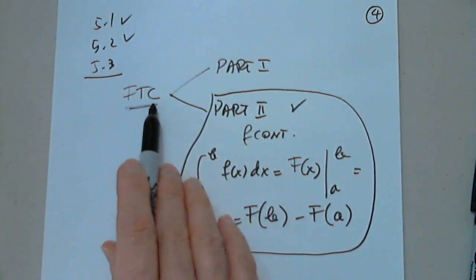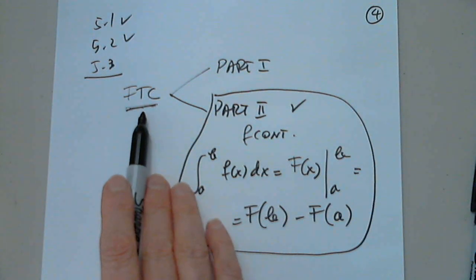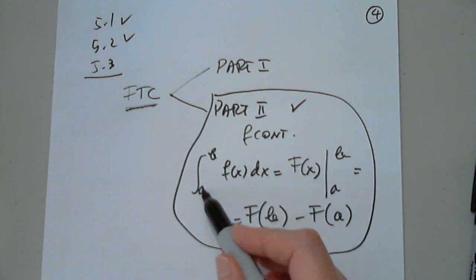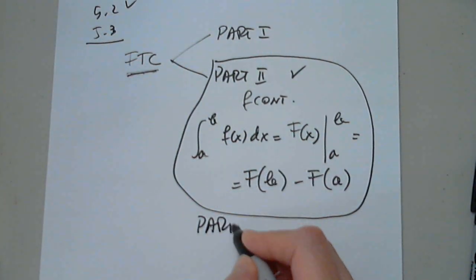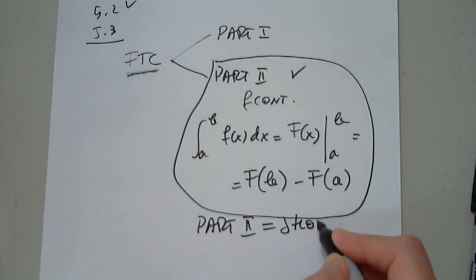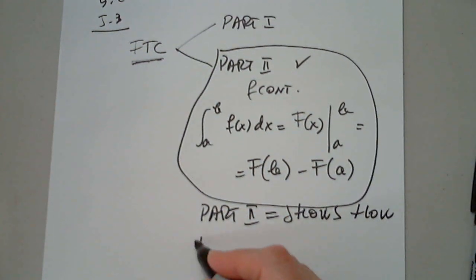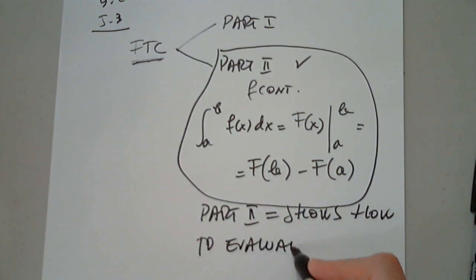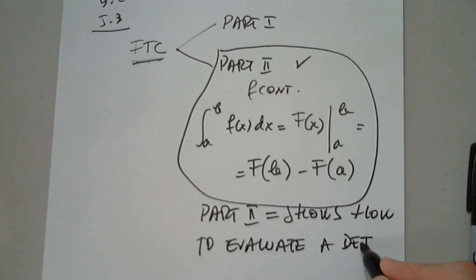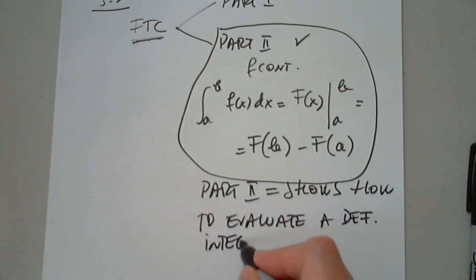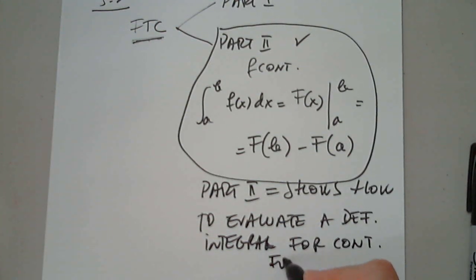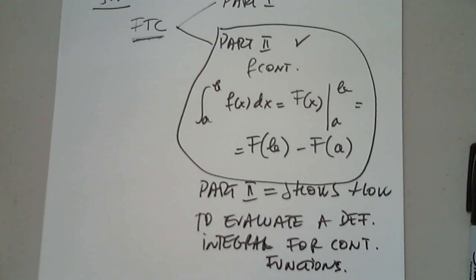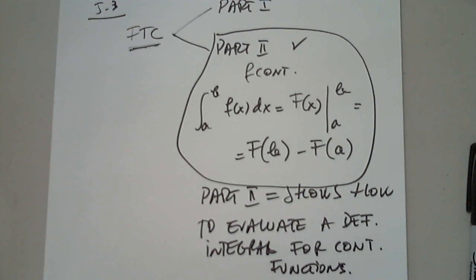What does fundamental theorem of calculus part 2 teach us? What does it teach us? It teaches us how to evaluate a definite integral. Okay, so part 2 shows how to evaluate a definite integral for continuous functions. So this is what it does, part 2. Now the question is, what about part 1?